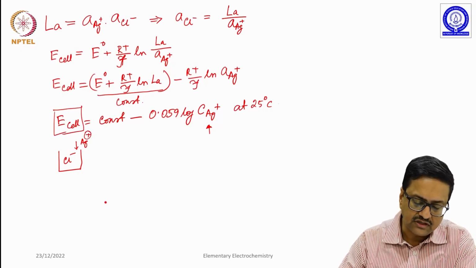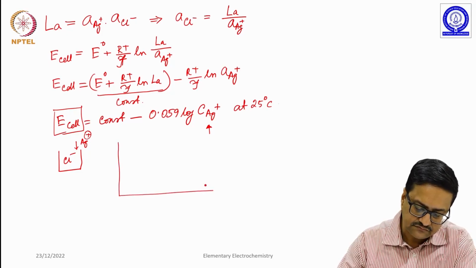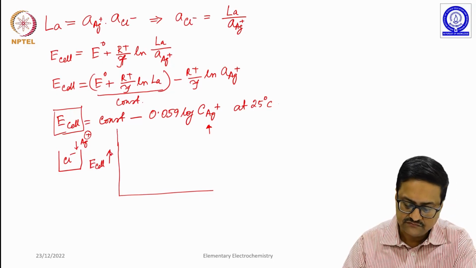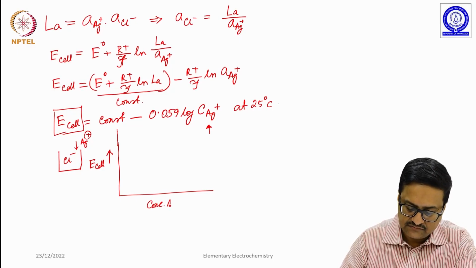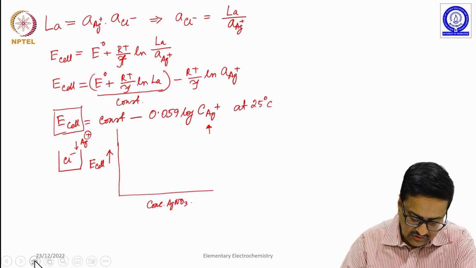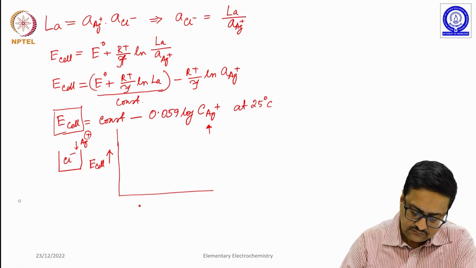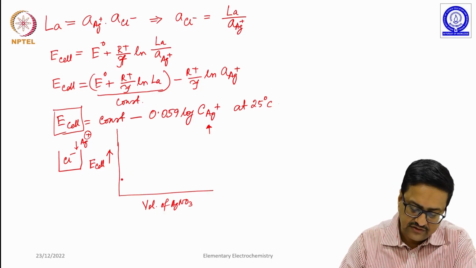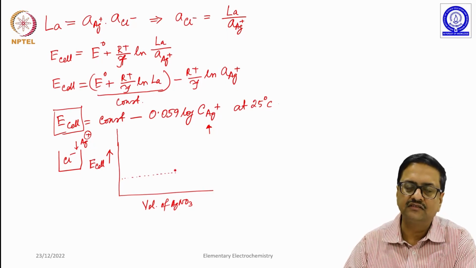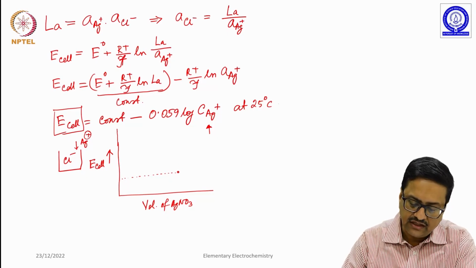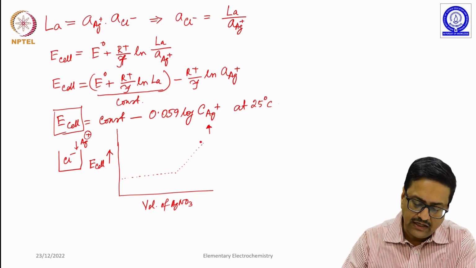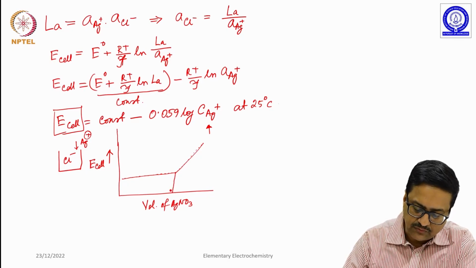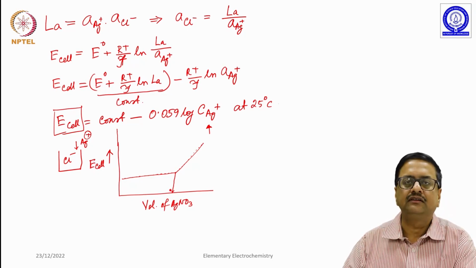So, now if I try to plot it in the form of a graph, assuming that E cell is plotted in this direction and concentration of AgNO3, or in a better sense volume of AgNO3 added, we will see that initially the EMF of the cell does not change significantly because it is not contributing anything, and then after a while it will start increasing, and the point of inflection is your end point. So, this will indicate the end point of this particular titration.